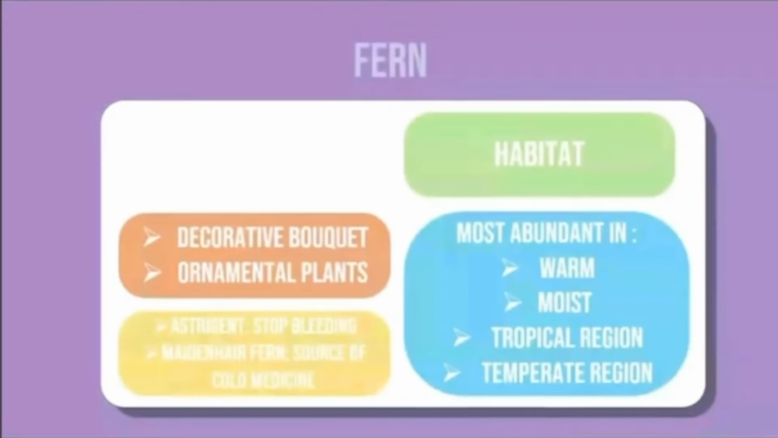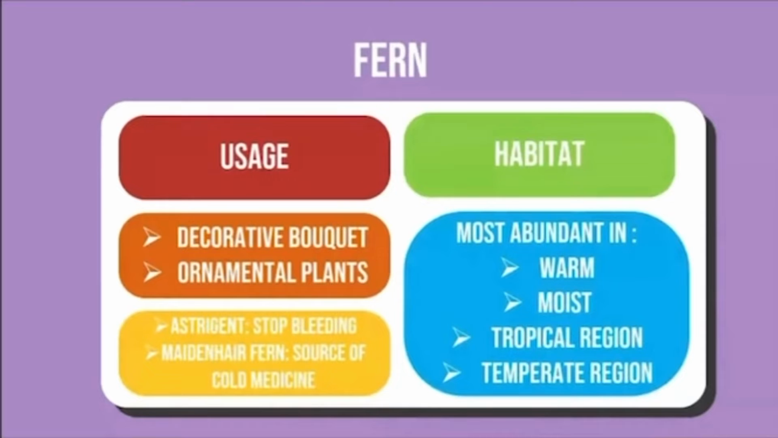Then we move on to the last type of pteridophytes, which is the fern. Okay, so the habitat conditions of ferns are most abundant in warm, moist, tropical regions, and temperate regions. So the usage: ferns can be used as decorative bouquets and ornamental plants, and also they can be used as astringents, which helps stop bleeding.